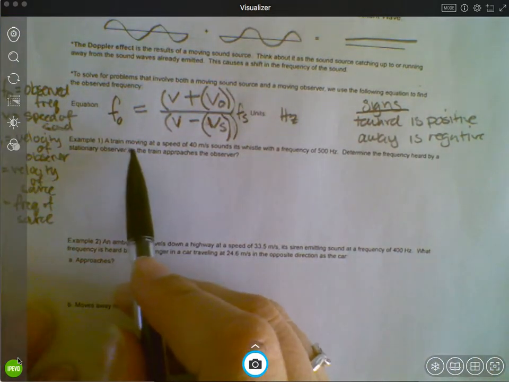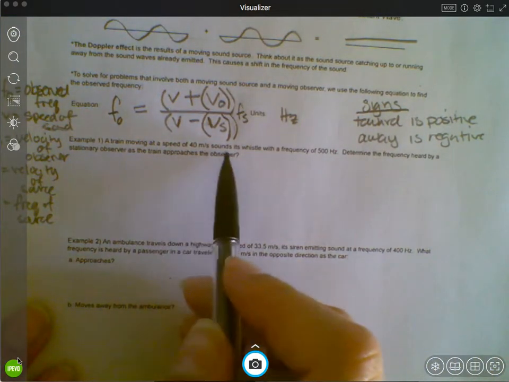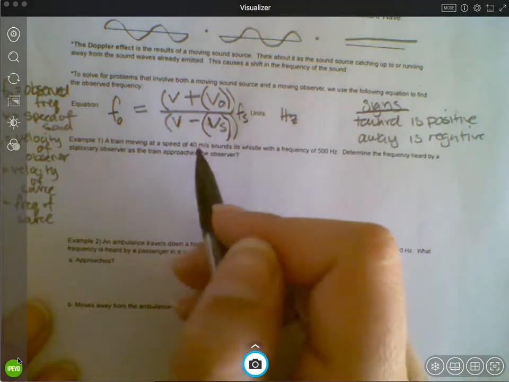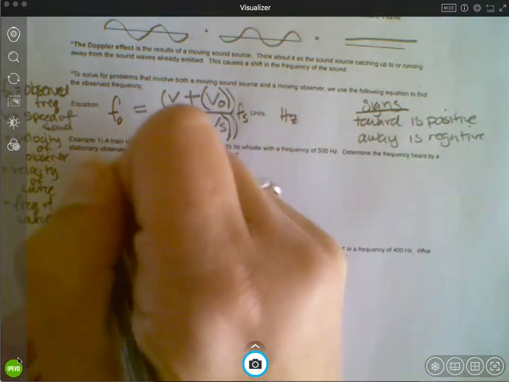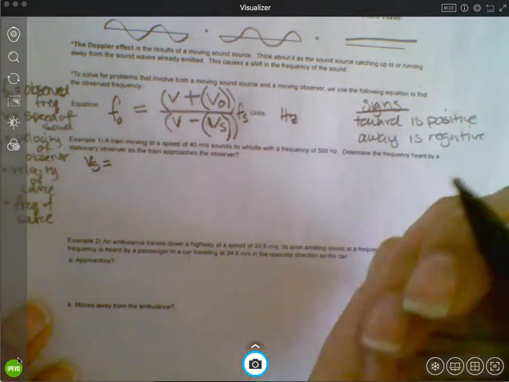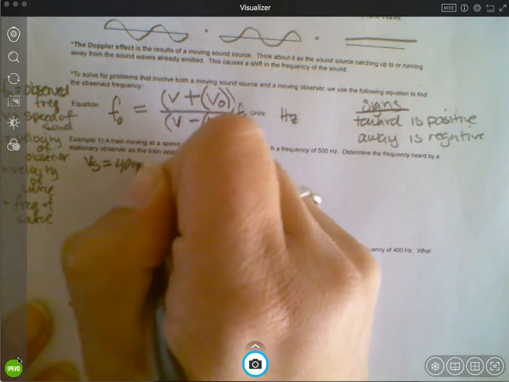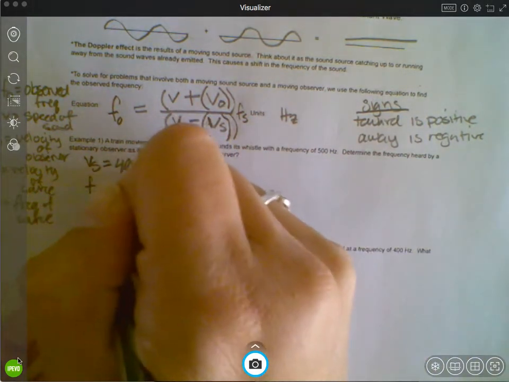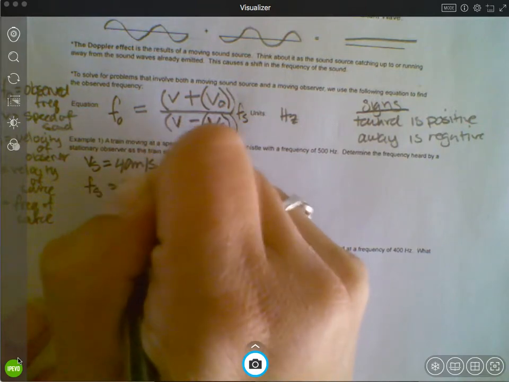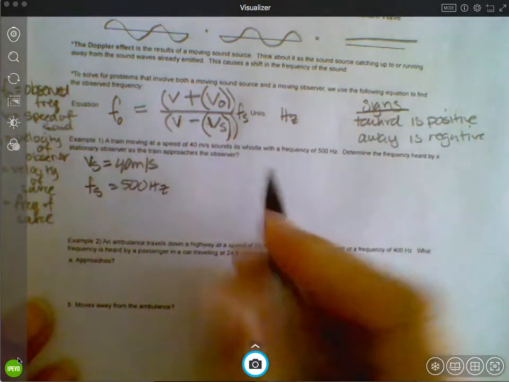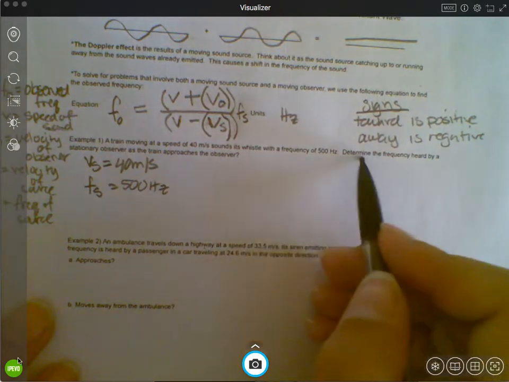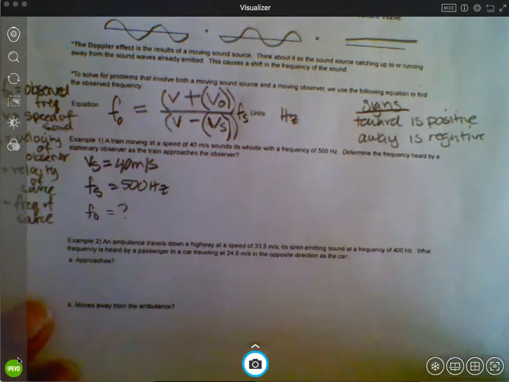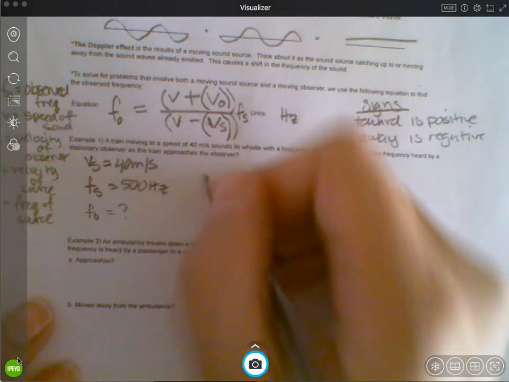All right, so a train moving at a speed of 40 meters per second sounds its whistle, okay? So the train is sounding the whistle, so the train is the source, all right? And so it's moving, so the velocity of the source is 40 meters per second, okay? With a frequency of 500. That's the source frequency. That's the frequency of the whistle. Okay. Determine the frequency heard. That's the frequency observed. Okay. By a stationary observer, that means that it's not moving.